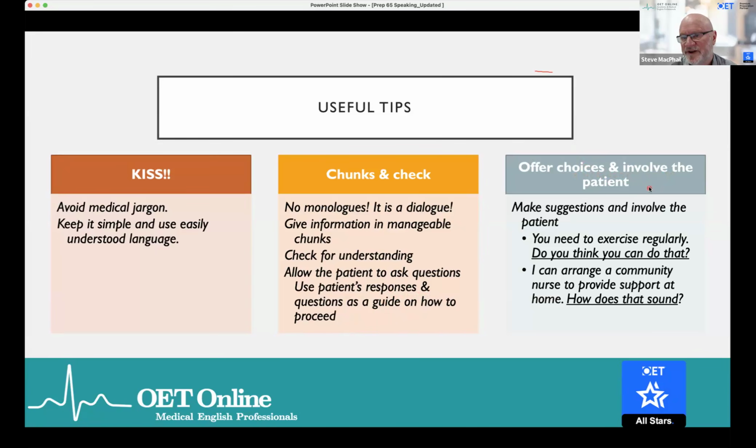Offer choices and involve the patient. So you're going to make suggestions. And for example, you need to exercise regularly. Do you think you can do that? Again, that's involving the patient. I can arrange a community nurse to provide support at home. How does that sound? These techniques enhance communication and help you meet the OET speaking assessment criteria.